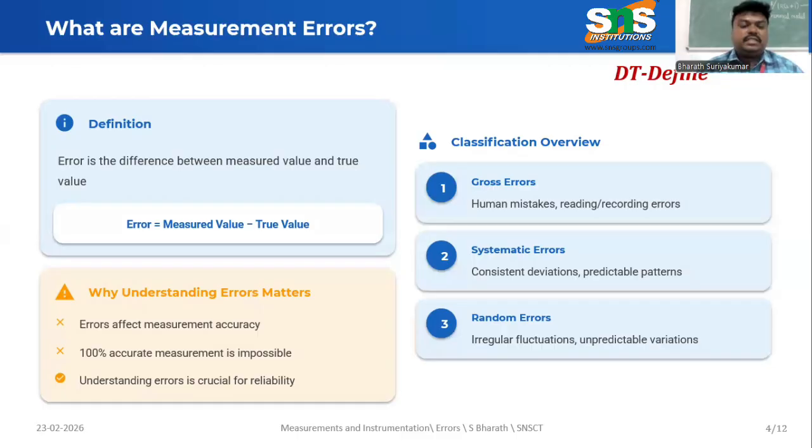Why is understanding errors a very important matter? Errors affect measurement accuracy. A 100% accurate measurement is impossible. Understanding errors is crucial for reliability.